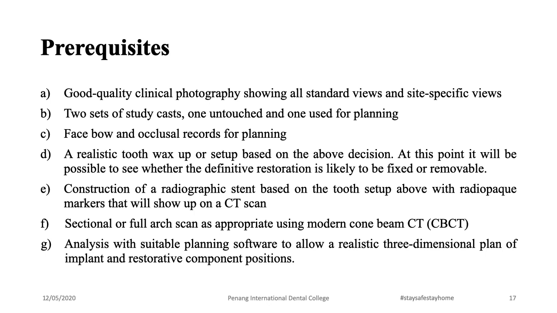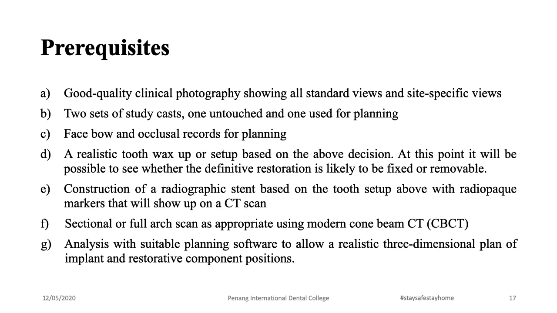Construction of a radiographic stent based on the tooth set-up. This is basically when you take an OPG or a CT scan, you will understand where your implants are going to be placed, at what angulation and to what depth. You can take a sectional scan if you're doing 1 or 2 implants, or a full arch CBCT.